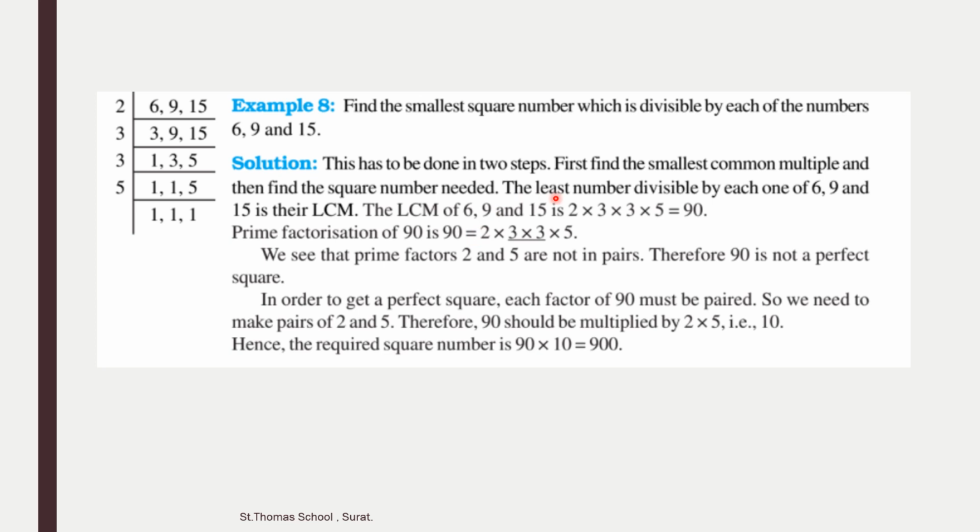Here you can see that 2 and 5 are not in pairs. Only 3 is in a pair. So we see that prime factors 2 and 5 are not in pairs. Therefore, 90 is not a perfect square. In order to get a perfect square, each factor of 90 must be paired. So what do we have to do? We need to make pairs of 2 and 5. Therefore, 90 should be multiplied by 2 and 5, that is 10. Hence, the required square number is 90 multiplied by 10, that is 900. It's clear?